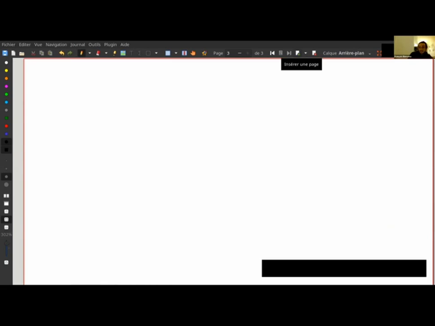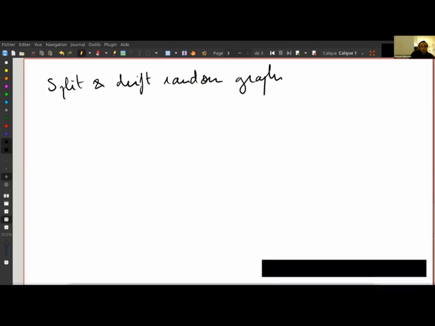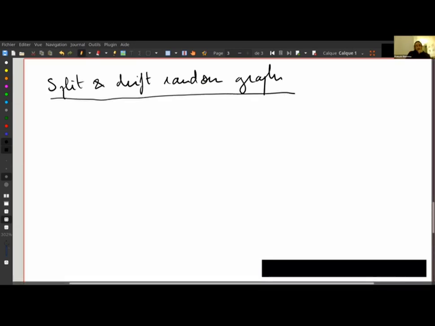So now that I've said this, the first model that I'm going to present is actually work that I did a while ago during my PhD. It was published in 2009, and it's called the Split and Drift Random Graph. First off, I should mention that this is a toy model. And so here the main focus is going to be the mathematical tractability. It's not going to be how well the model can fit real data. I'm going to come back to this at the end of the presentation.